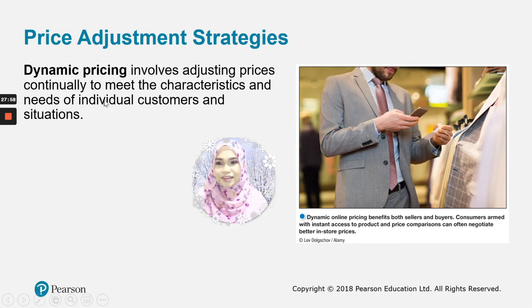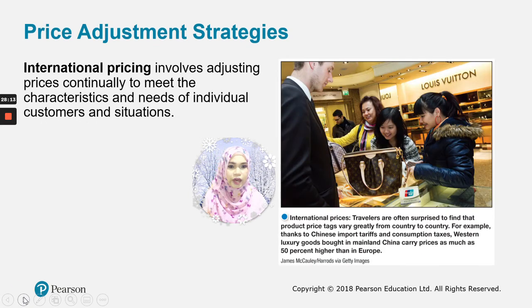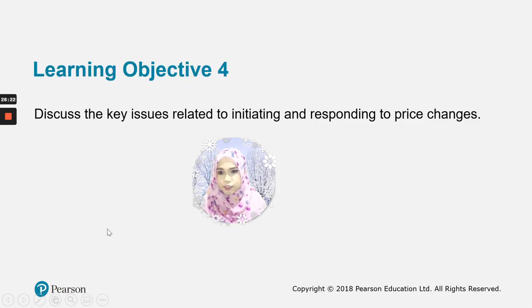No, wait. Dynamic pricing, like I told you just now, involves adjusting the price continually to meet the characteristics. So it will be different until you have the finished goods, the finished products, then you can actually set what the price will be. So this is international pricing. Of course, if you buy LV in Paris, it will be cheaper compared to buying in Malaysia.